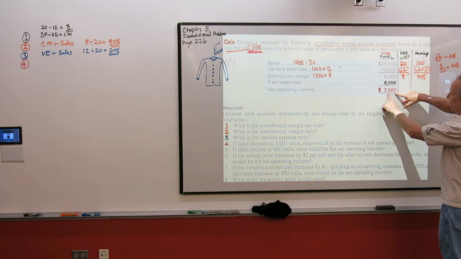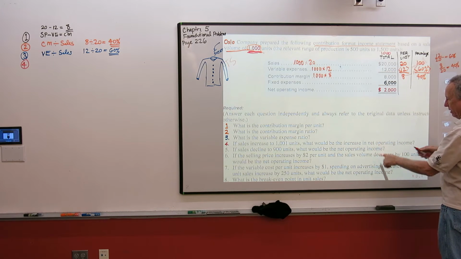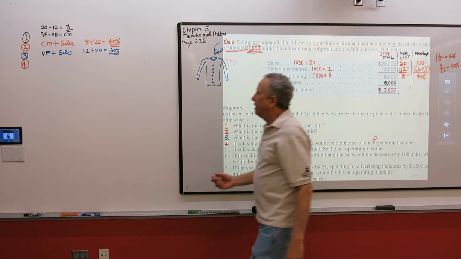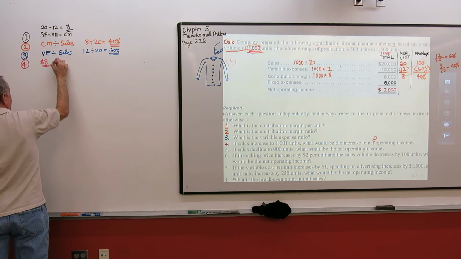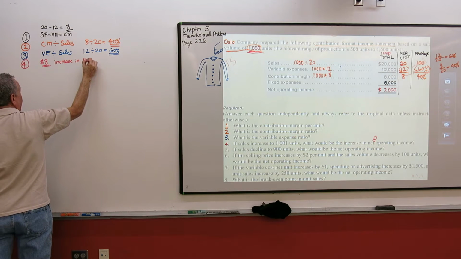Now, is the answer 2,008 or is it 8? Let's go back. What's the increase in income? The increase is, as we just said, 8. So this one would just be $8. That's your increase in net income or profit.